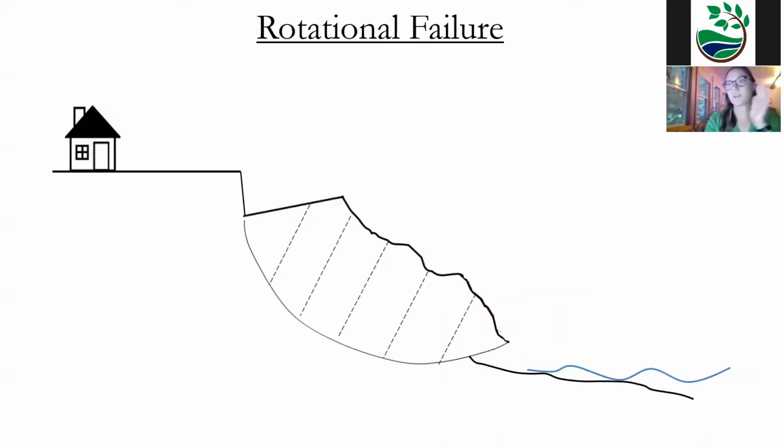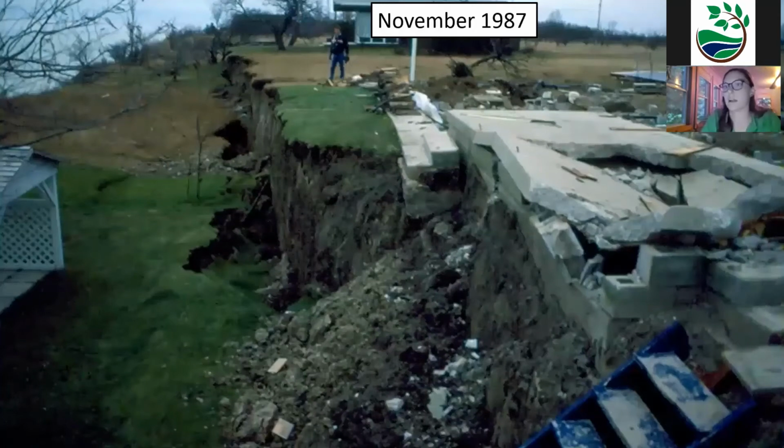And then a rotational failure, what we see is a large chunk kind of slump in a curve. Like this, and these are pretty dramatic, and we have some photos of previous ones that have happened in our shoreline. So here is an example of a large rotational failure that happened in November of '87, so again just after the high water levels in '86, and that soil moisture condition was just right to make this happen. And so we have this large scale failure.